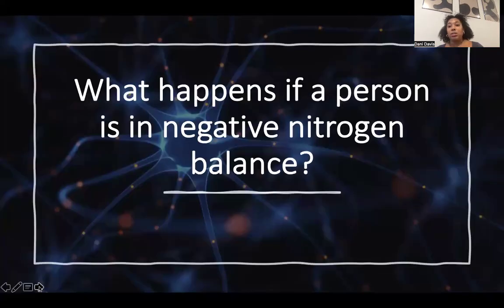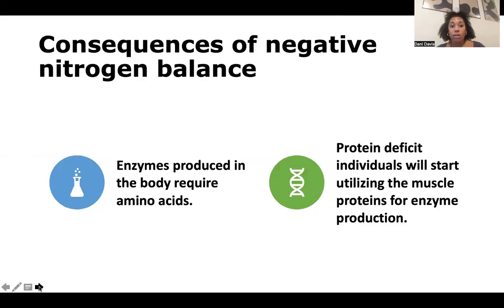So what happens if a person is in negative nitrogen balance? The consequences of negative nitrogen balance: enzymes produced in the body require amino acids. Protein deficient individuals will start utilizing the muscle proteins for enzyme production.